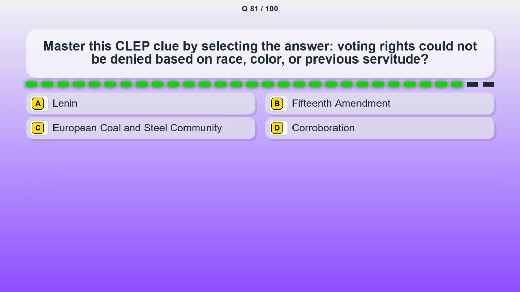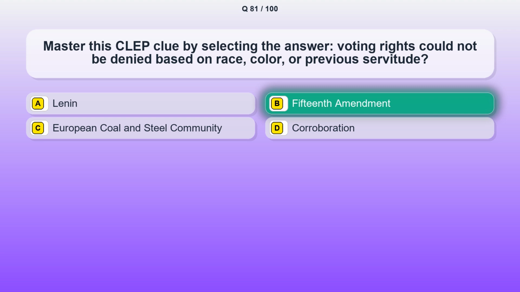Question 81. Master this CLEP clue by selecting the answer. Voting rights could not be denied based on race, color, or previous servitude. Option A, Lenin. Option B, 15th Amendment. Option C, European coal and steel community. Option D, corroboration.